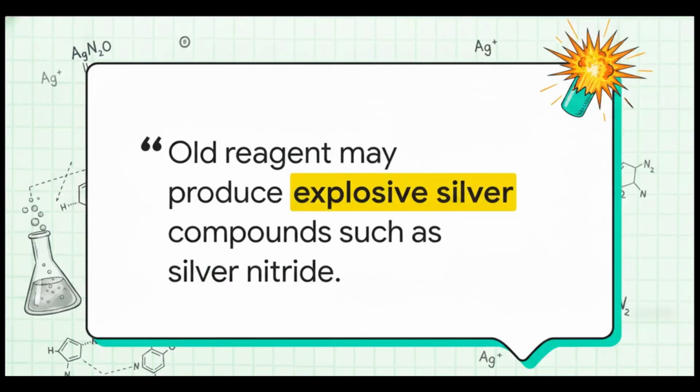But here is the absolute crucial point. You must never, ever store this reagent for later. Seriously, this is a massive laboratory safety rule. If you just leave it sitting around, old Tollens reagent can actually produce highly dangerous, explosive silver compounds like silver nitride. No joke. So you always make it fresh right before you need it, 0 leftovers allowed, and you dispose of the whole shebang immediately after your experiment is finished.